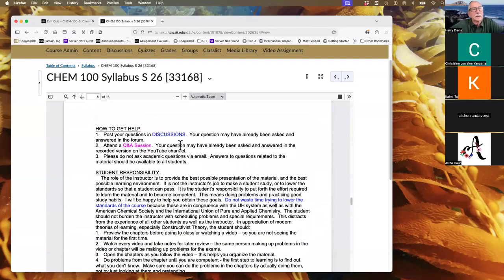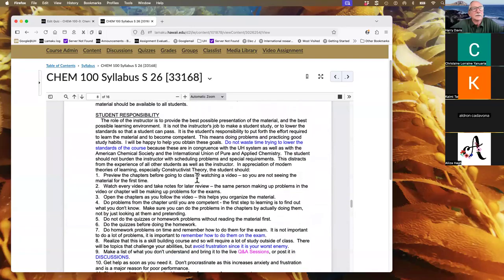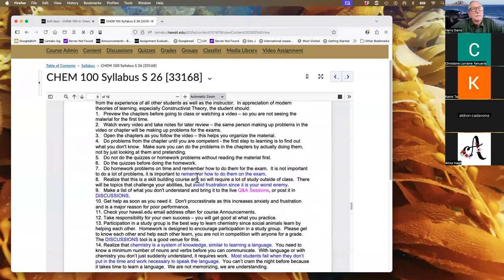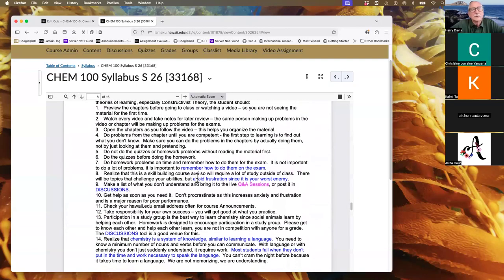So again, here's how to get help. And then here's student responsibility. Students have the responsibility to do the homework and everything else required. And if you don't do that, then it's not our job to compensate for you. We're not going to lower the standards for the course. We're not going to go way out of our way to let you make up all kinds of things that you just didn't bother doing.